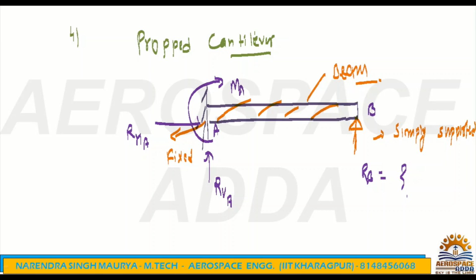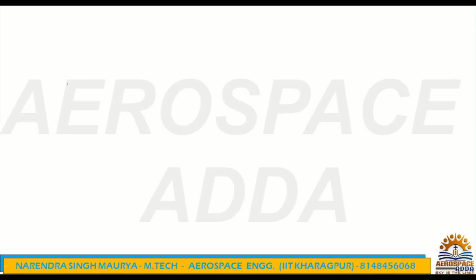Now one last one is the continuous beam. So what is the continuous beam? If it is a simply supported beam, how many supports are there? Only two, at the ends only. But once it is a continuous beam, how many supports will you get? Multiple supports, more than one. Then it will be called a continuous beam.